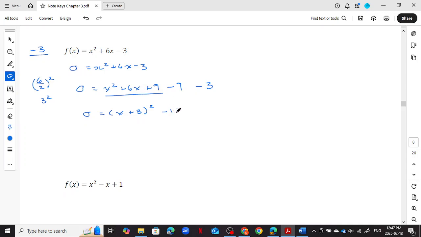And then we've got -12. Then I'm going to add 12 to both sides, and I'm solving algebraically. So I get plus or minus the square root of 12 is equal to x plus 3. Then I'm going to simplify the square root of 12.